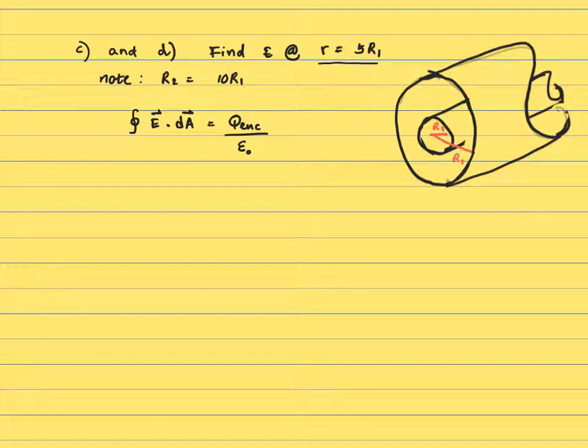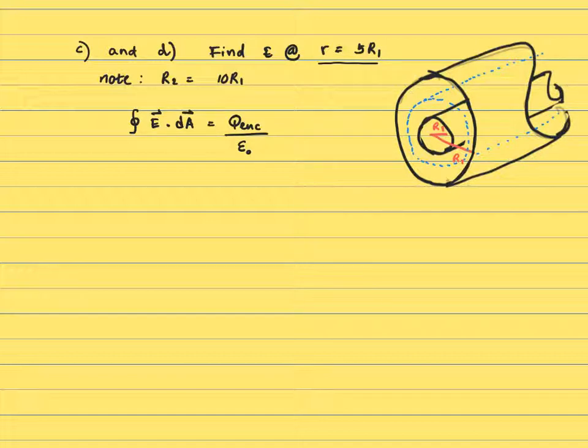Now that we are looking at a point r equals 5 times R1, and you know the relationship between R1 and R2, definitely this little r distance is in between R1 and R2. So to find the electric field, we need an imaginary Gaussian surface. Again, we are choosing an imaginary Gaussian surface at a distance r equals 5 R1, and again we pick the shape of a cylinder.